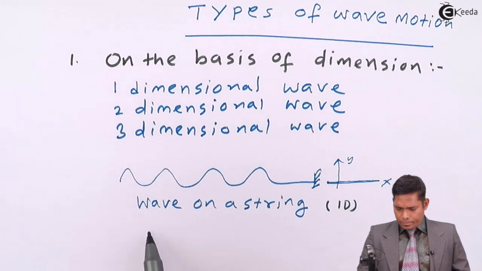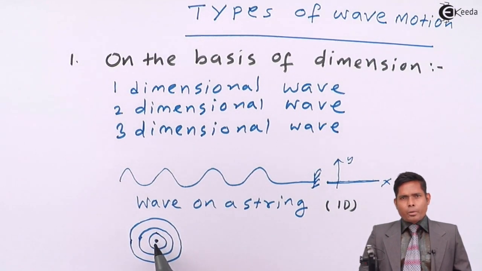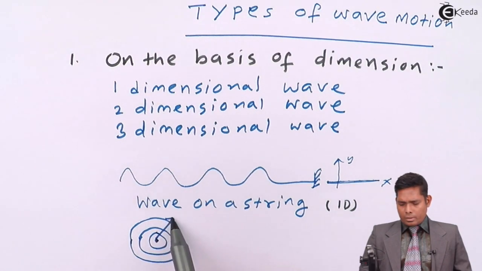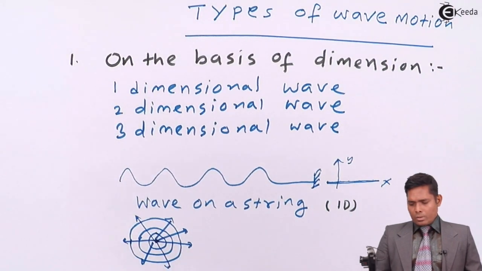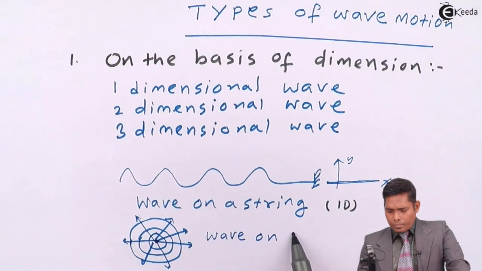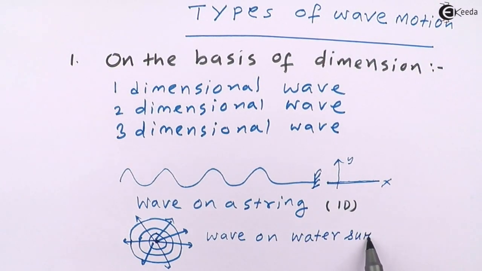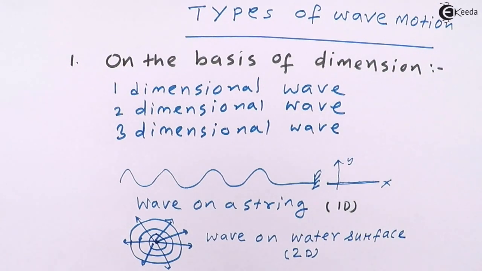Okay, it is like this. Like these ripples here. This is the point where the pebble was dropped, and the disturbance will travel radially in all possible directions. This propagates along the surface. So it is a case of a wave on a water surface. It is a case of a two-dimensional wave.